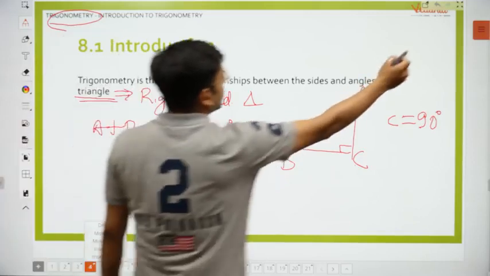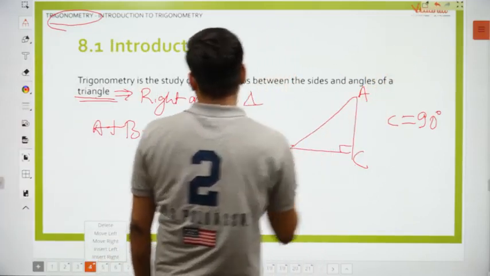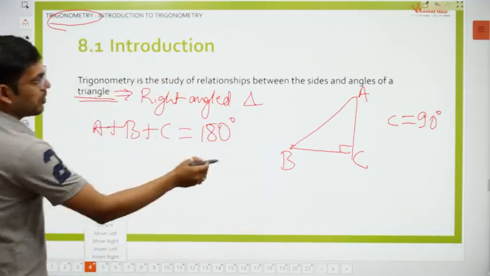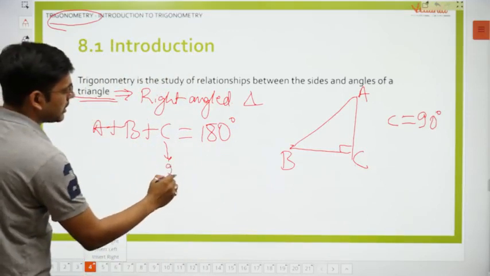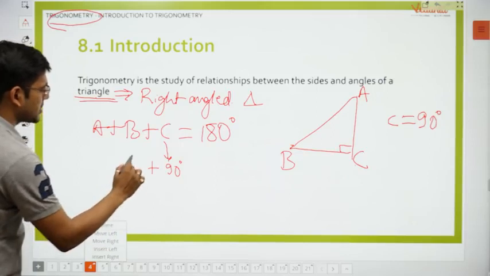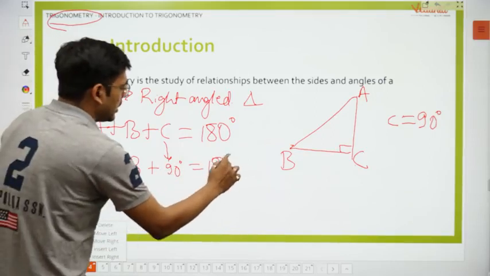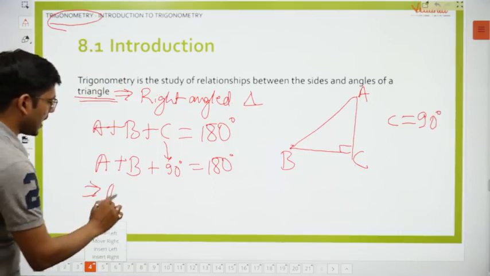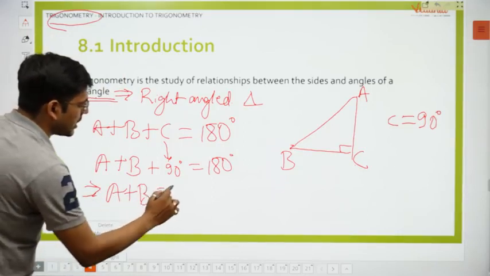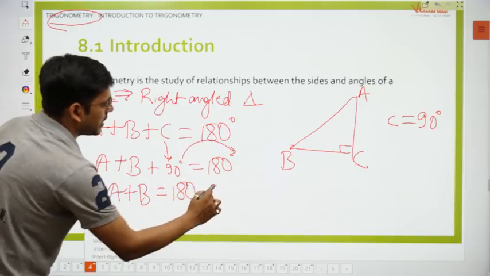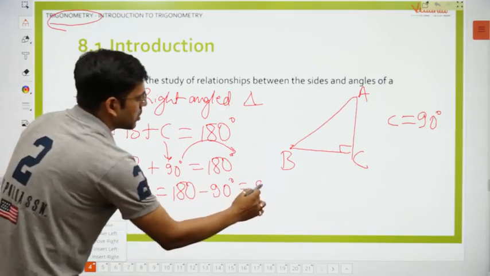Sorry, I can write A plus B plus C equal to 180 degree. Now, we know this angle C is 90 degree, and this B plus angle A is equal to 180 degree. Now what we will do, this implies A plus B is equal to 180, and this 90 goes here, and 180 minus 90 is equal to 90 degree.